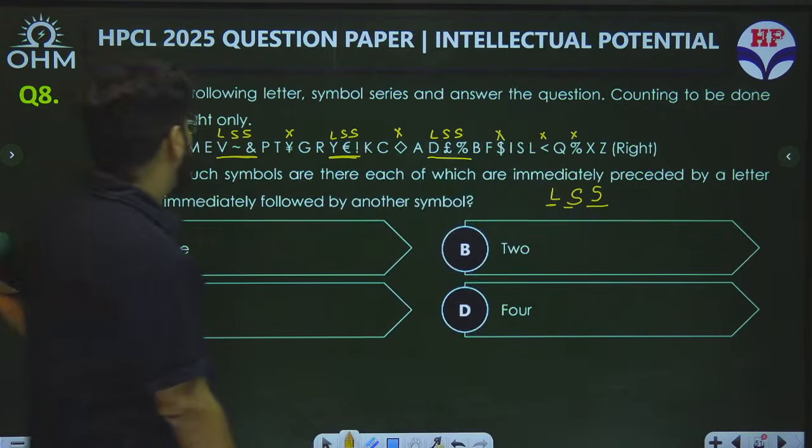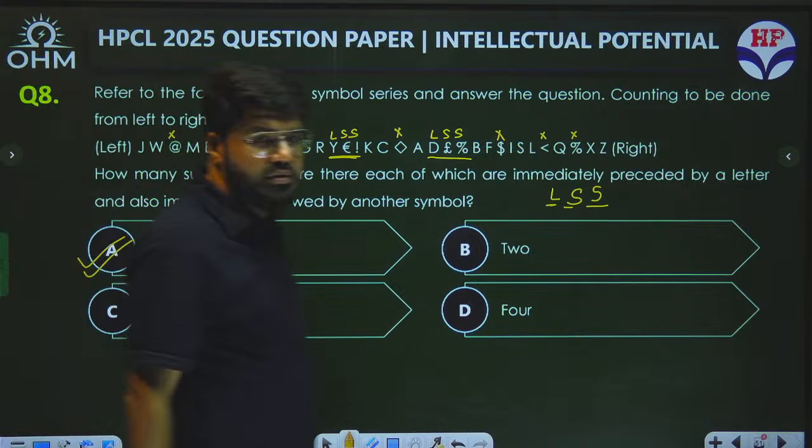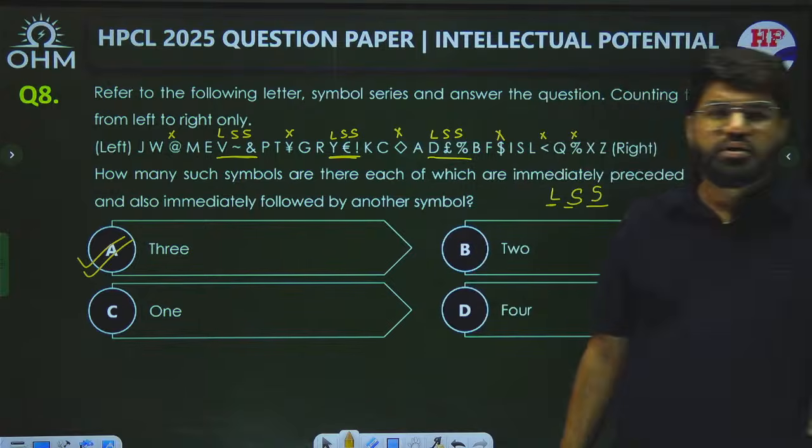So how many cases did I highlight? Again 3 only. 1, 2, 3. Option number A. Option number A it is.